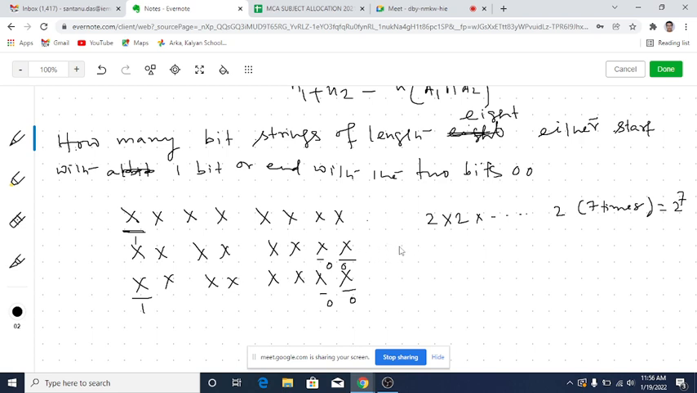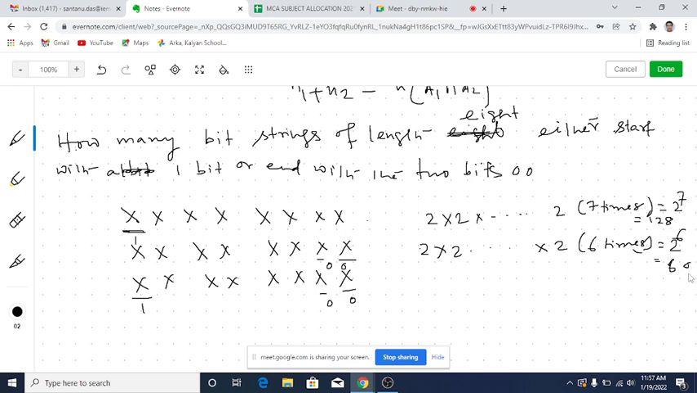Now what are the possibilities for the second case? Here the last two places are filled with 0. They are fixed. So how many vacant places remain? 6 vacant places. Each of them can be filled in two ways, either 1 or 0. So there are 2 to the power 6 possibilities. So 2 to the power 7 is 128, and 2 to the power 6 is 64.